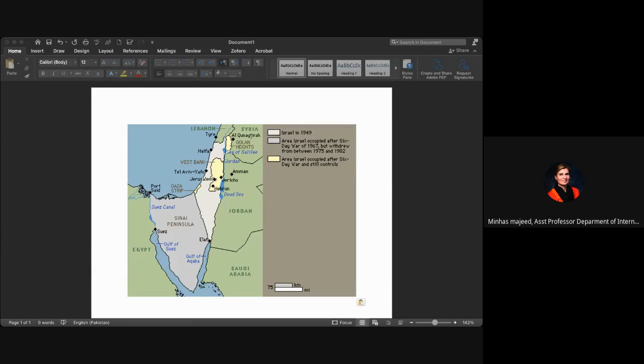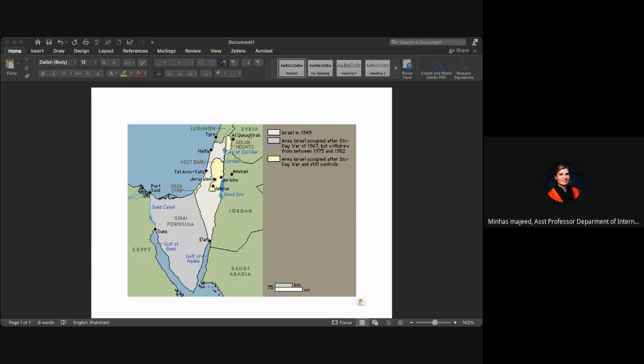Then in 1979, Egypt under President Sadat, on the insistence or pressure by the US, agreed in Camp David to sign the Camp David Accord with Israel. So in 1979, Israel and Egypt signed a peace treaty with US President Jimmy Carter as mediator at Camp David.